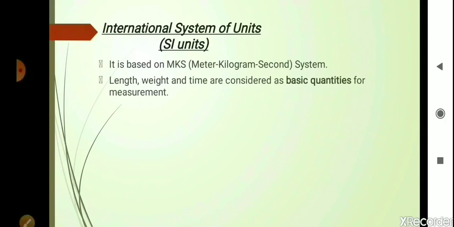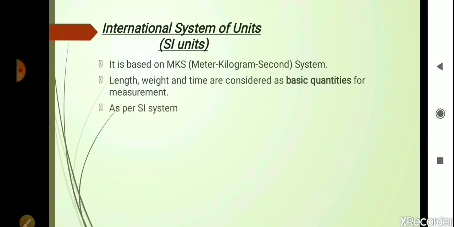Later on, scientists all over the world decided that they had to adopt a system of units which is agreed upon by all. This system of units was called SI units, or International System of Units. This system was based on the MKS system. MKS is for meter, kilogram and second. These are the basic units in SI units, because length, weight and time are considered basic quantities for measurement. We very commonly use these quantities in our day-to-day activities.